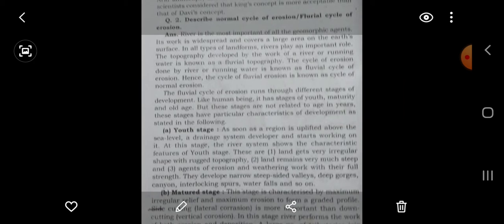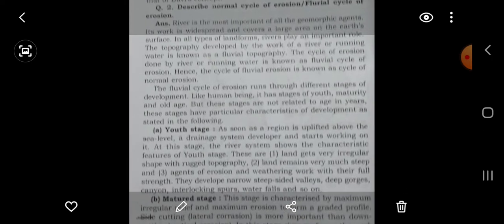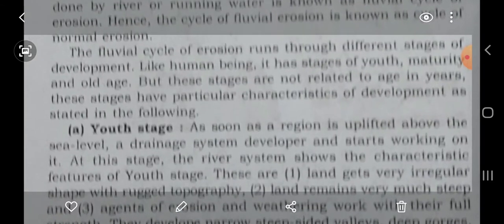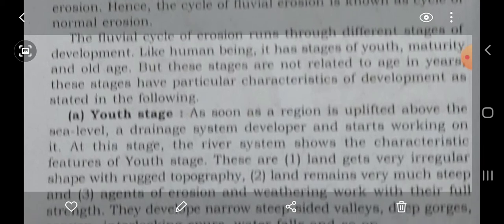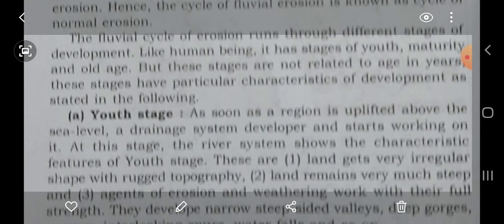According to Davis, river is the most important of all the geographic agents. Its work is widespread and covers a large area on the earth's surface. In all types of landforms, river plays an important role. The topography developed by the work of a river or running water is known as fluvial topography. The cycle of erosion done by the river or running water is known as the fluvial cycle of erosion. Hence, the cycle of fluvial erosion is known as the cycle of normal erosion.